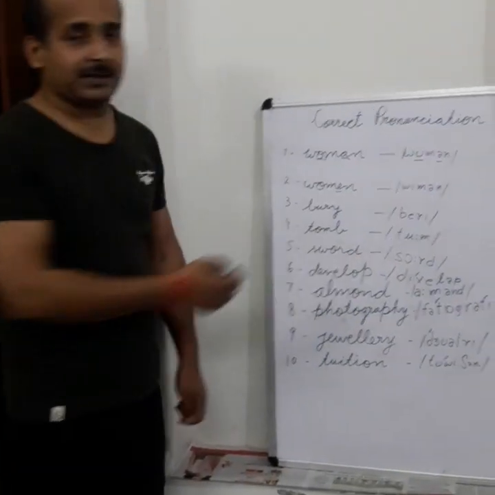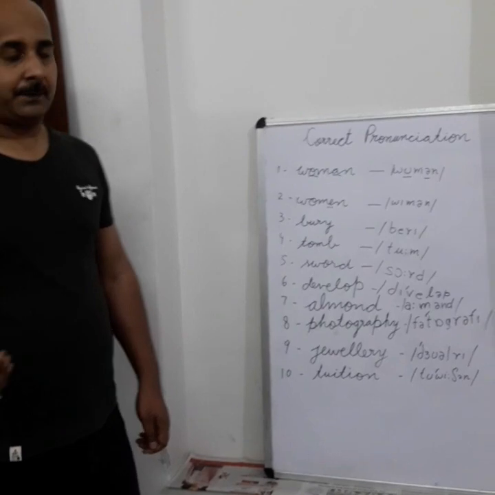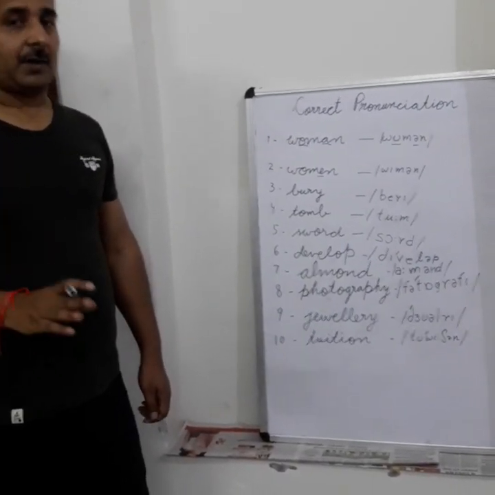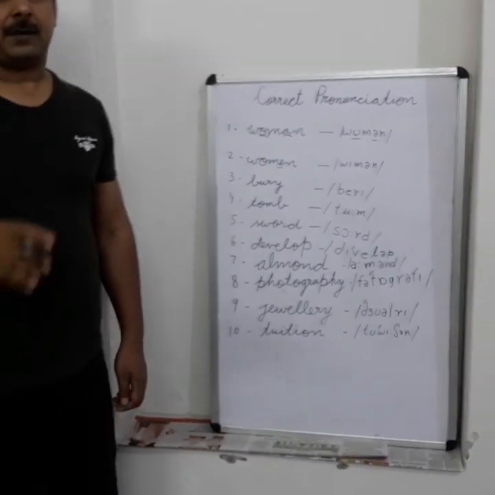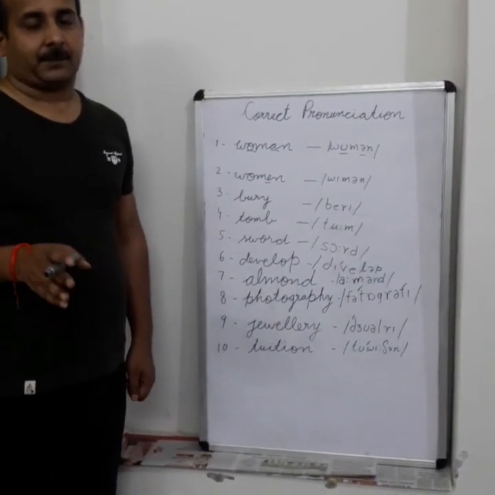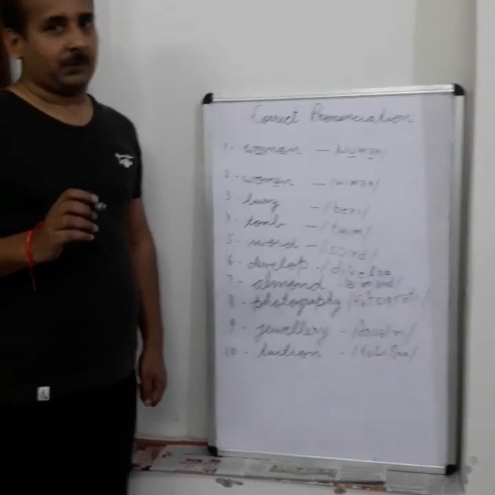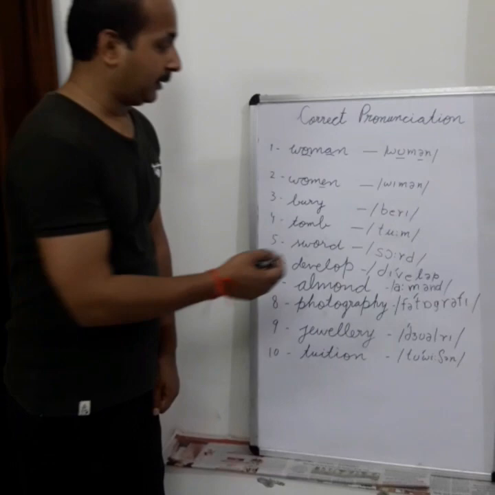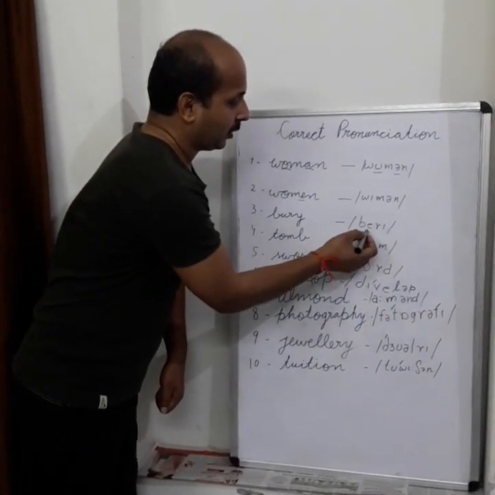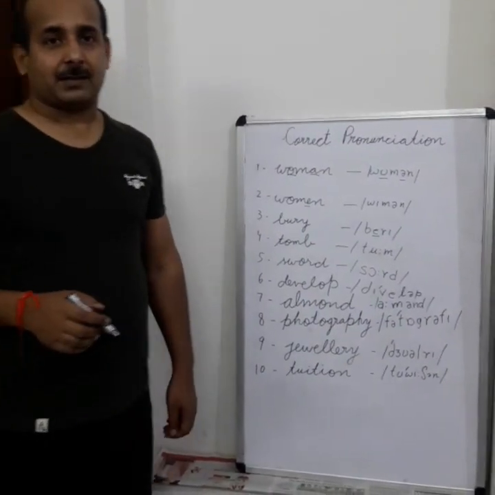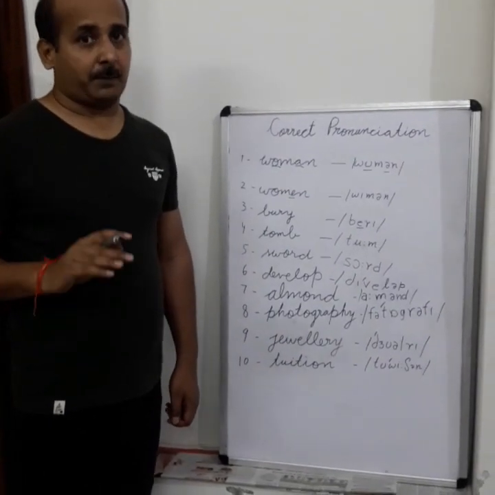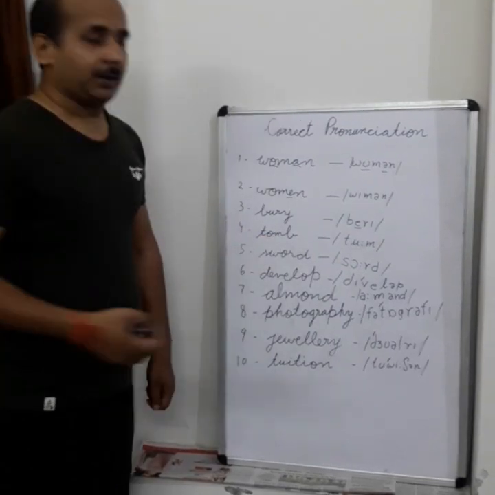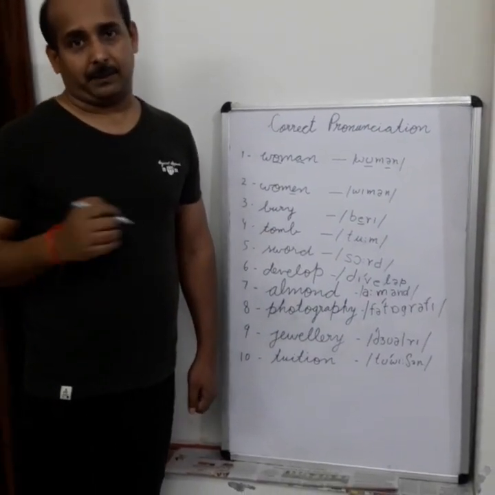Let us take the third example, that is more strange. Bury. The pronunciation of this word is generally and mostly done as bury. That's the wrong pronunciation. In dictionaries, you will find this type of vowel sound. It is pronounced as bury, not bury. It is bury.